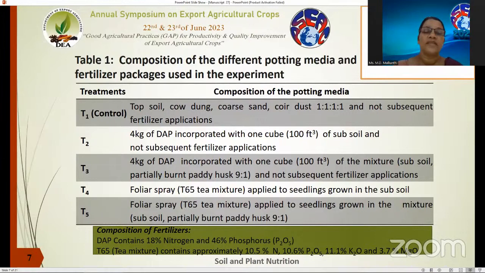Treatment 4 is foliar spray T65 mixture applied to seedlings grown in the subsoil. Treatment 5 is foliar spray T65 mixture applied to the seedlings grown in the mixture of subsoil and partially burnt paddy husk. These are the compositions of the fertilizers, diammonium phosphate and T65 mixture.